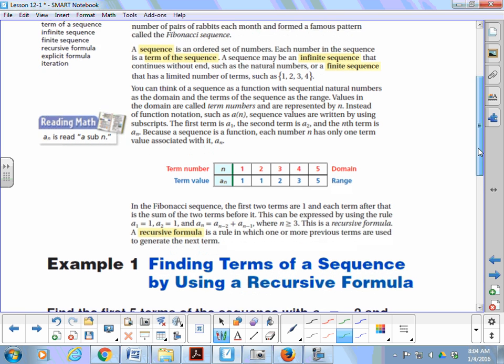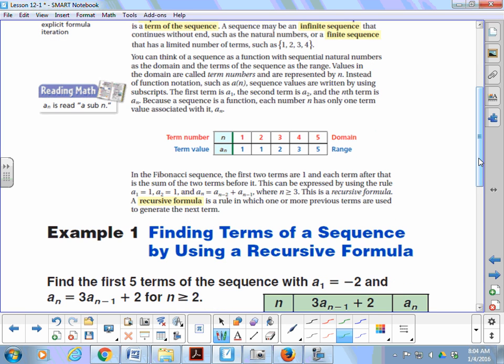Now there's two different ways that we can look at terms. One is using recursive formulas to be able to find the next term in a sequence, and another way is using what's called an explicit formula. A recursive formula just tells us to use the previous term to get the next one, okay? Which is what you do most of the time anyways. Take my last term, do something to it to get the next term.